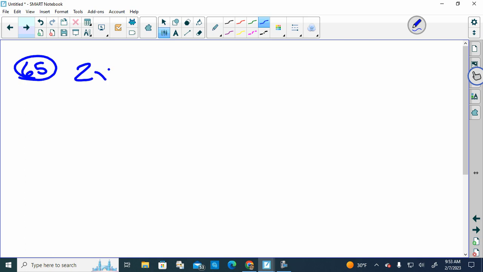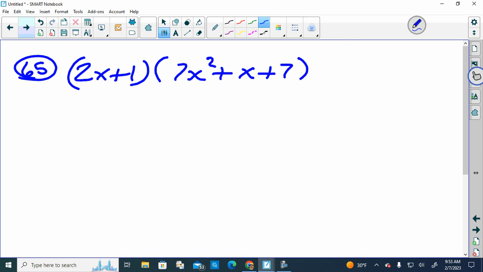Okay, we have 2x plus 1 and a 7x squared plus x plus 7. Okay, so if I distribute, and this time I'm going to write it all in one line just so you can see it done both ways. You can choose which method is better for you. Okay, so that's going to give me 14x to the third.